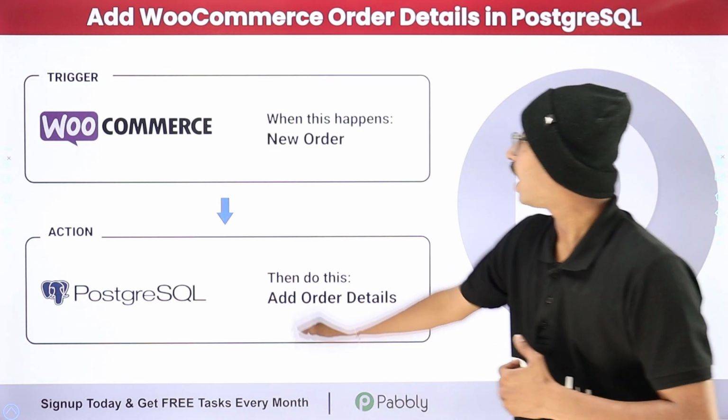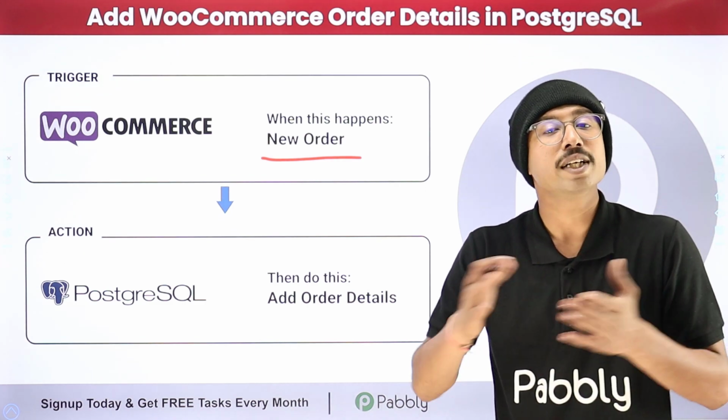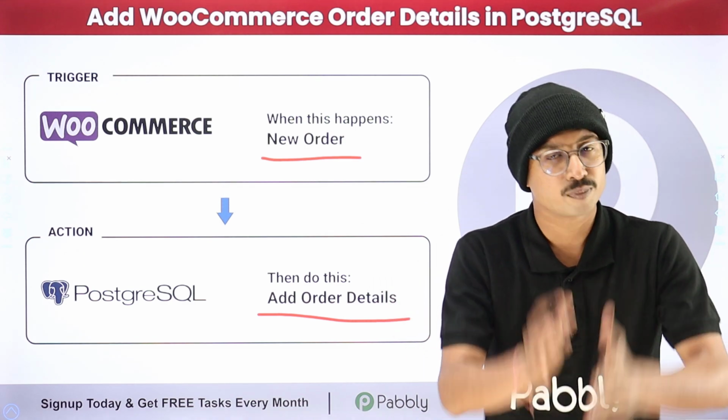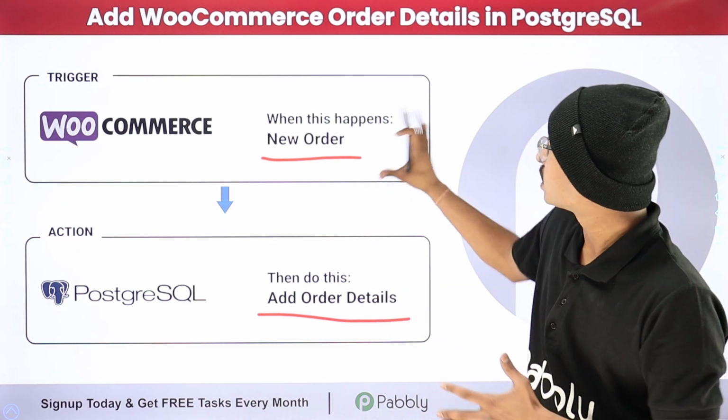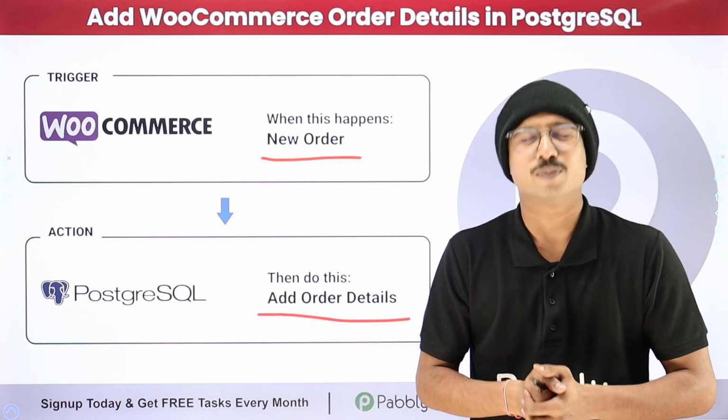In this automation, as a new order is received on our WooCommerce store, automatically all the details of that order will be added in our PostgreSQL database table. Now, if you want to learn how you can set up this complete automation all by yourself, you just have to come with me to my screen.